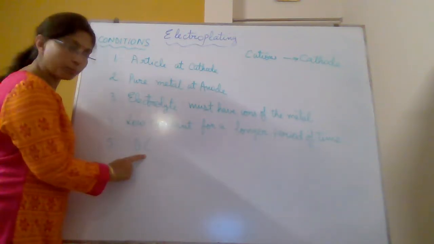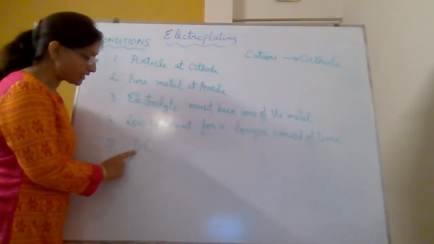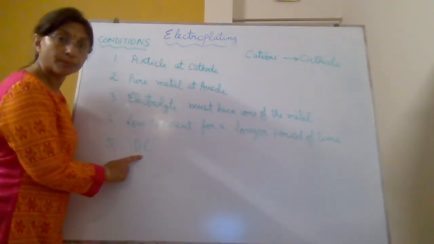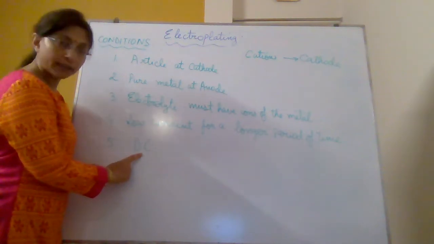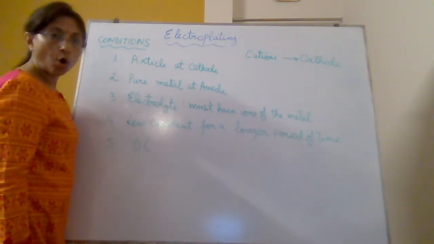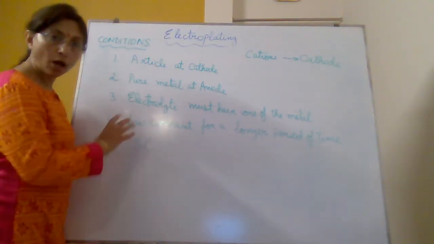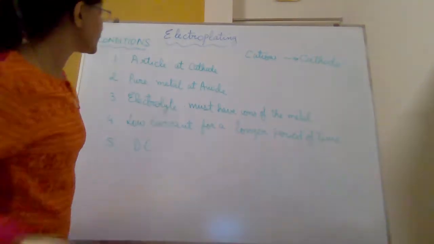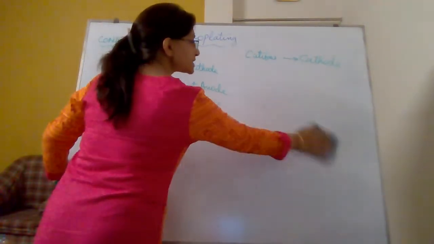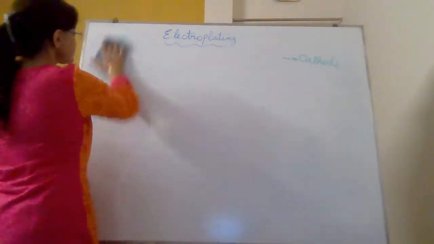And then a very important point: the current used must be direct current, that should be DC, and it should not be AC. So direct current has to be used. Now let us take certain examples of electroplating in which we are going to see how all these conditions are fulfilled. So let us take the first example of electroplating with silver.